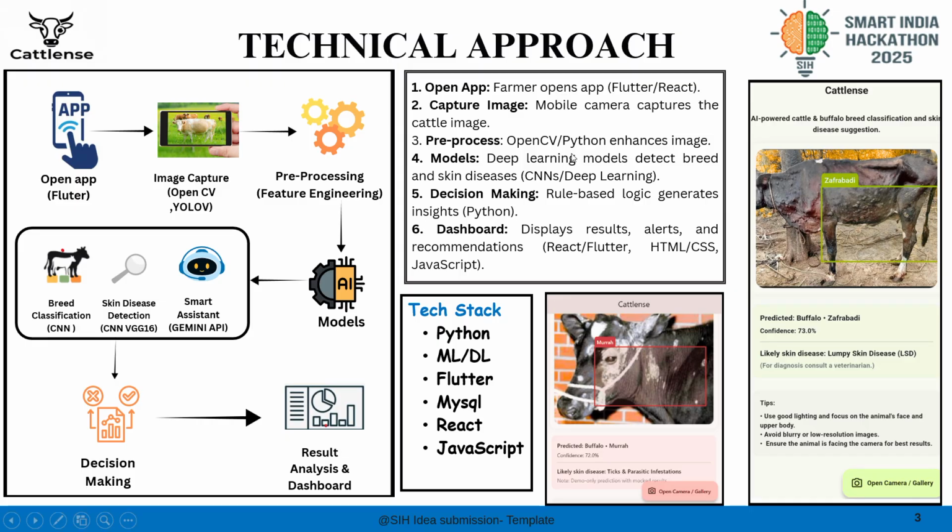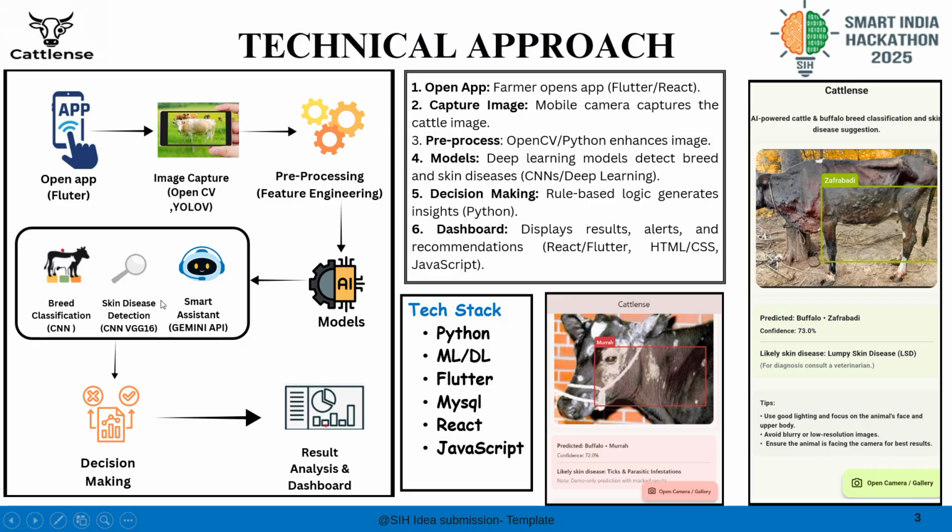Here, the farmer opens the app. The app is built on Flutter. After that, the farmer captures the image. Here we are using OpenCV and YOLO Vision. The image processing is done using feature engineering. After that, our model works. Our model classifies the breed using CNN and detects the skin disease using CNN and VGG.